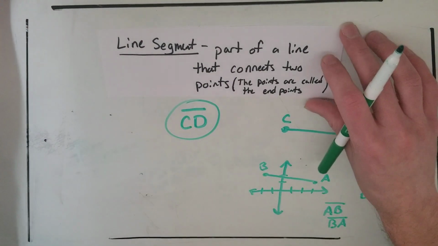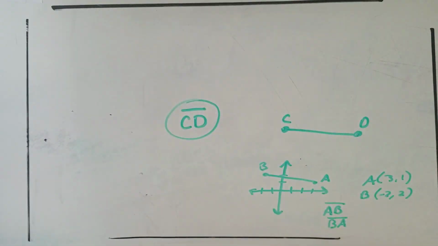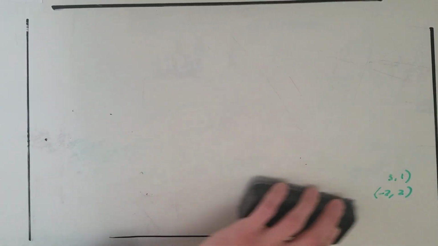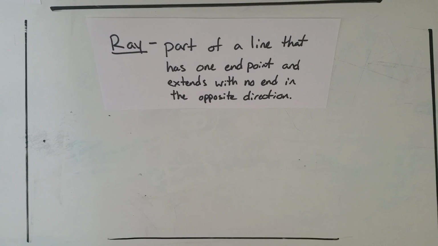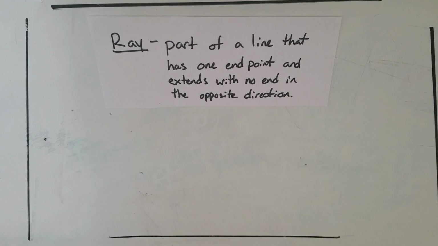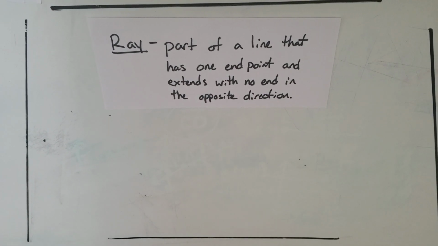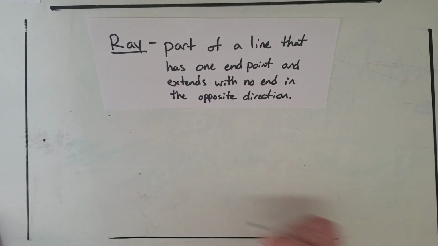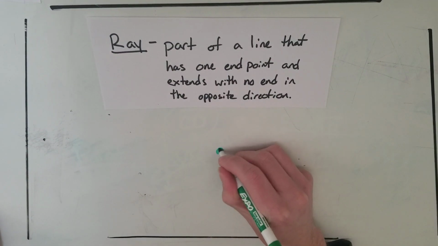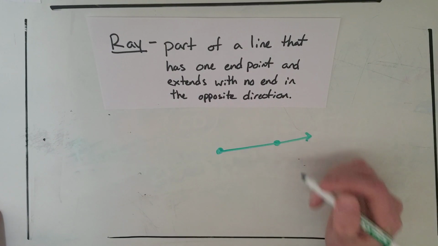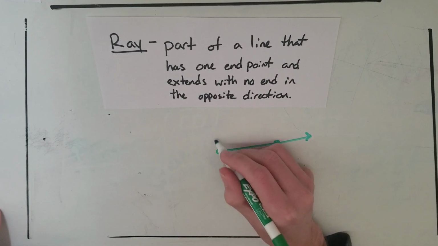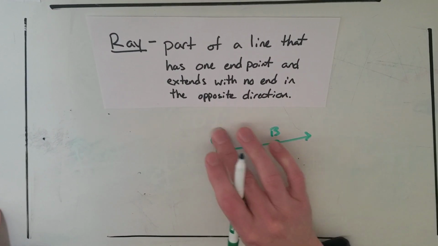Our last term of the day is called a ray. Now a ray in mathematics is a part of a line that has one endpoint and extends with no end in the opposite direction. So it's still part of a line, so we're still thinking of a line, but it's not the whole line, just part of it. So here will be our ray. And we'll do ray GB. Make that a nice G.